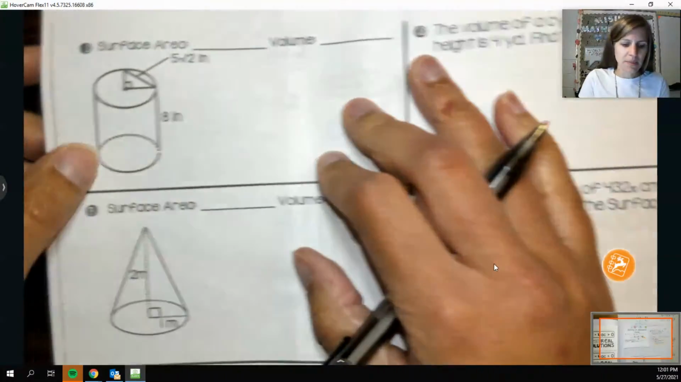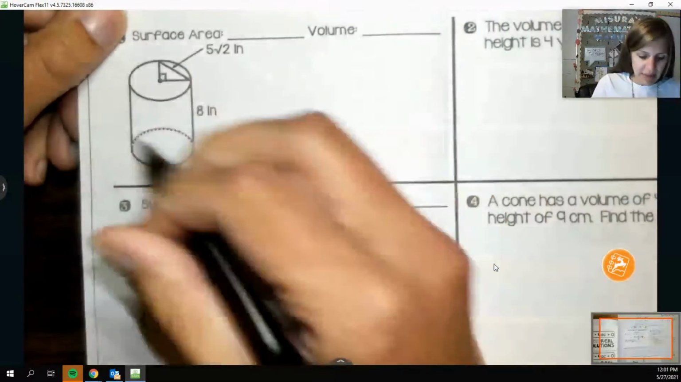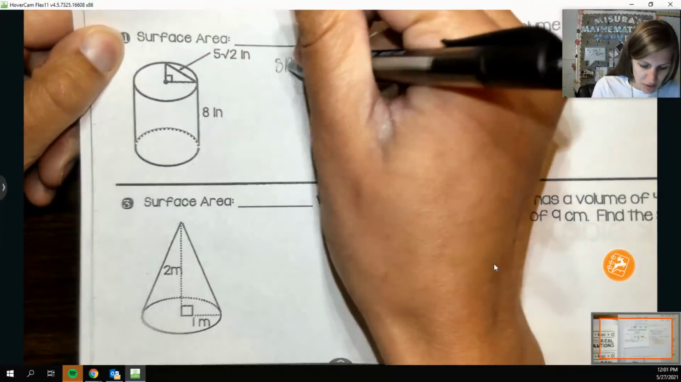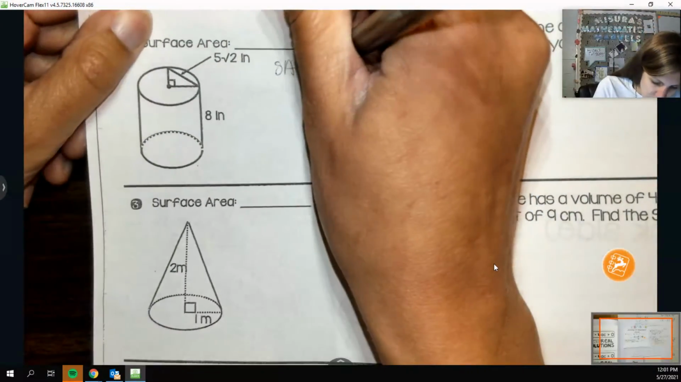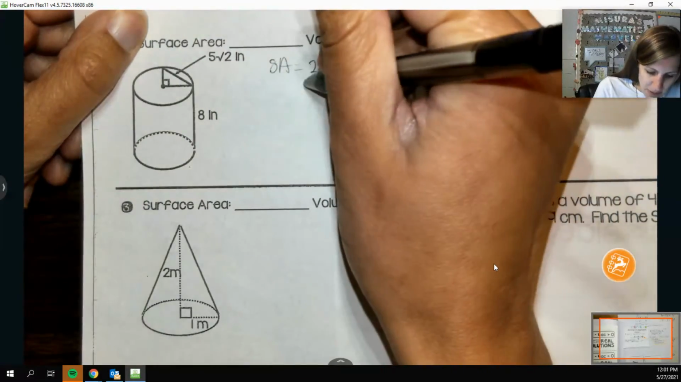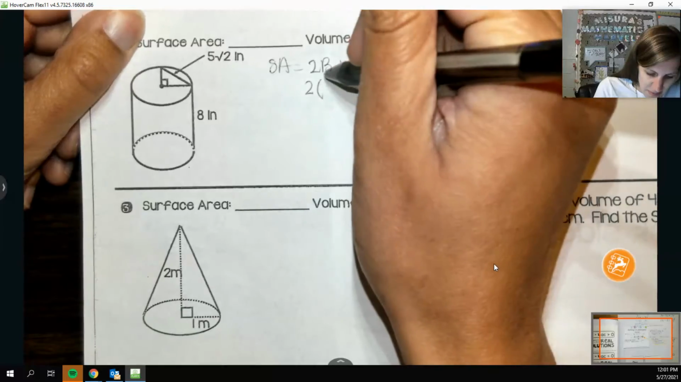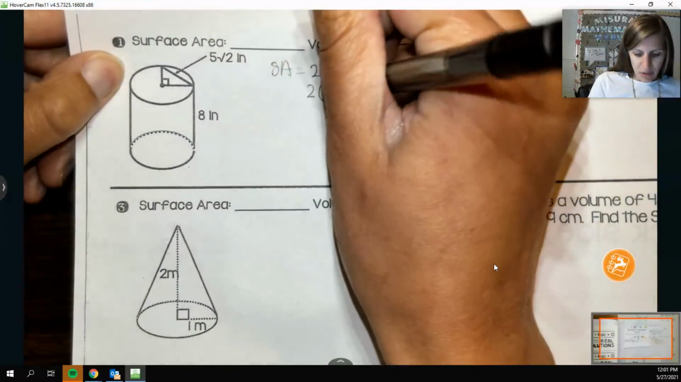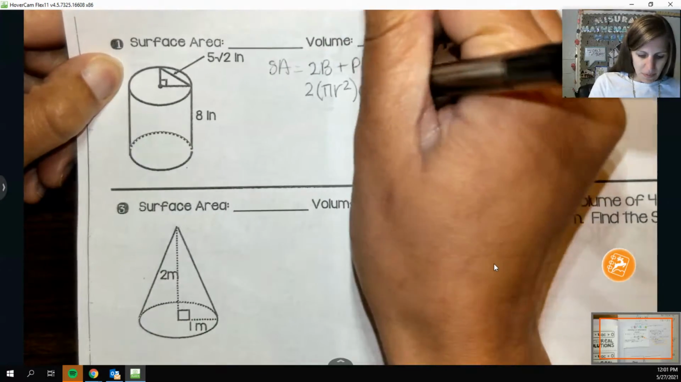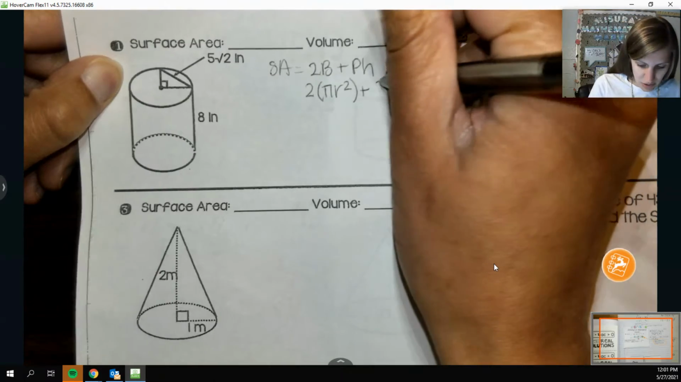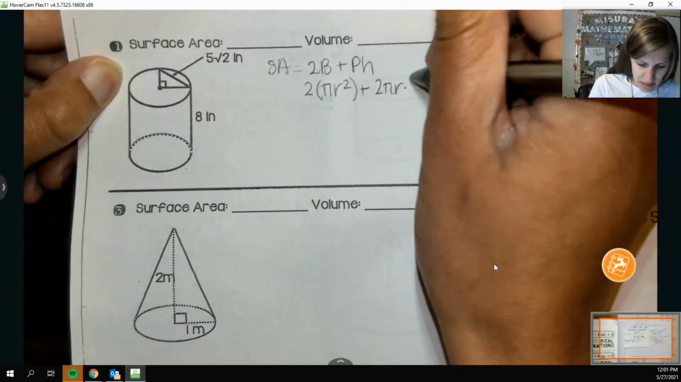So we'll just do a couple more practice ones because, again, pi can be weird. Looking at my cylinder here, we're going to do surface area first. That is 2B plus PH, where capital B stands for area of the base. The base shape is a circle, so pi r squared, plus perimeter of the base, which again, since the base shape is a circle, 2 pi r, or circumference, is how we find that.